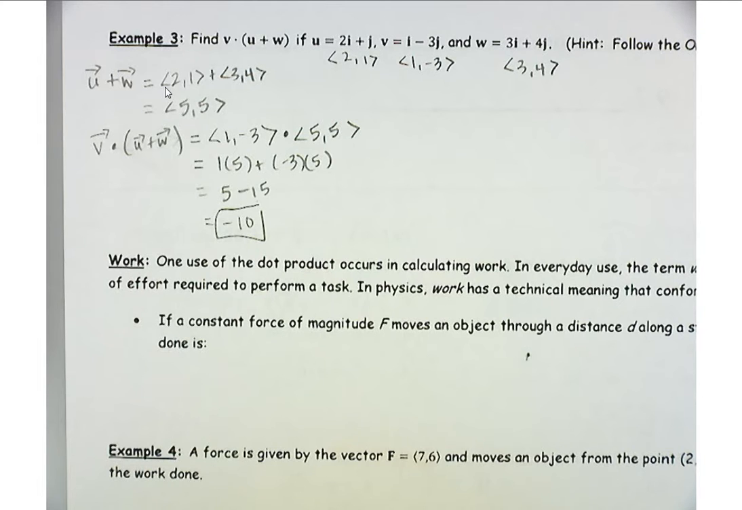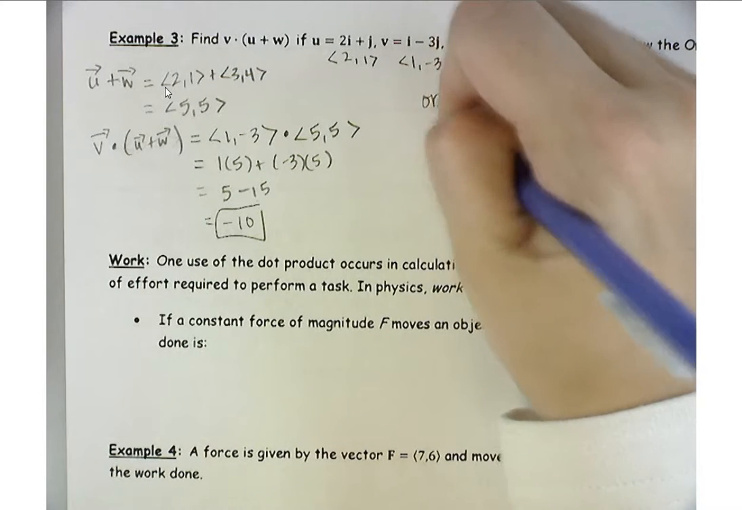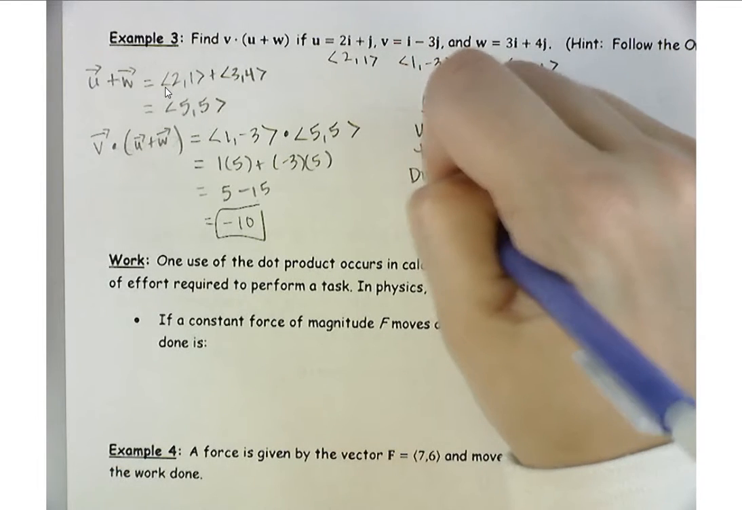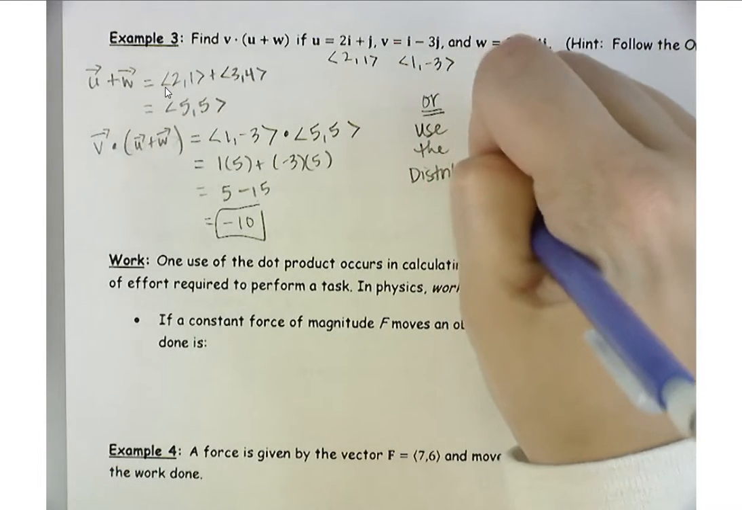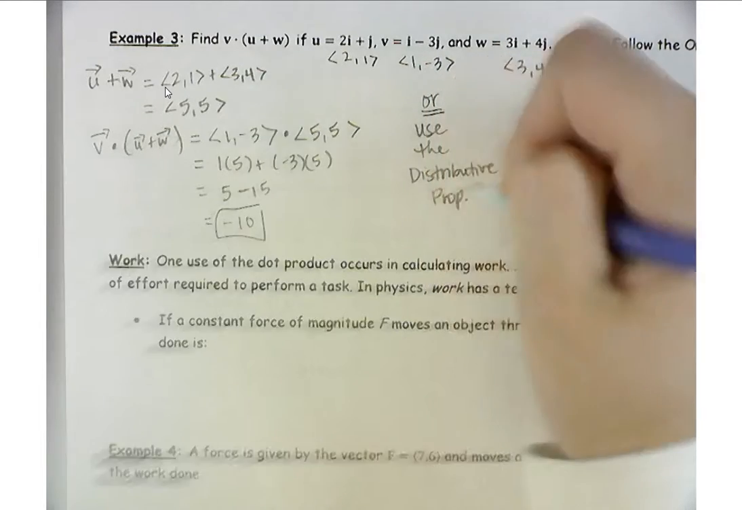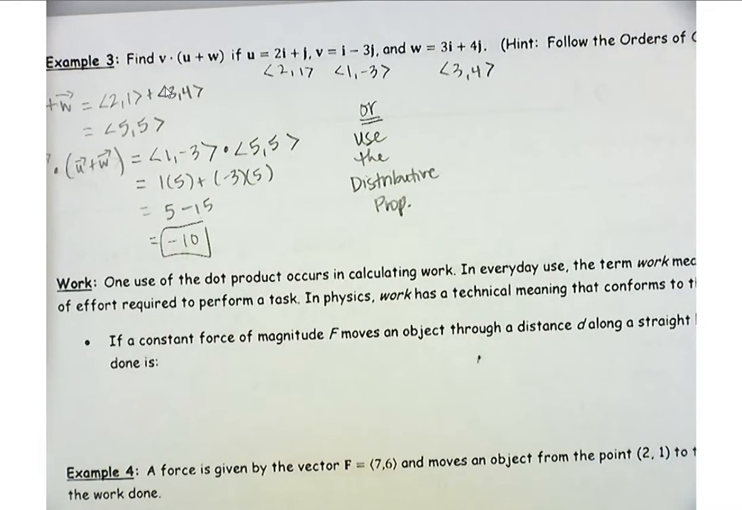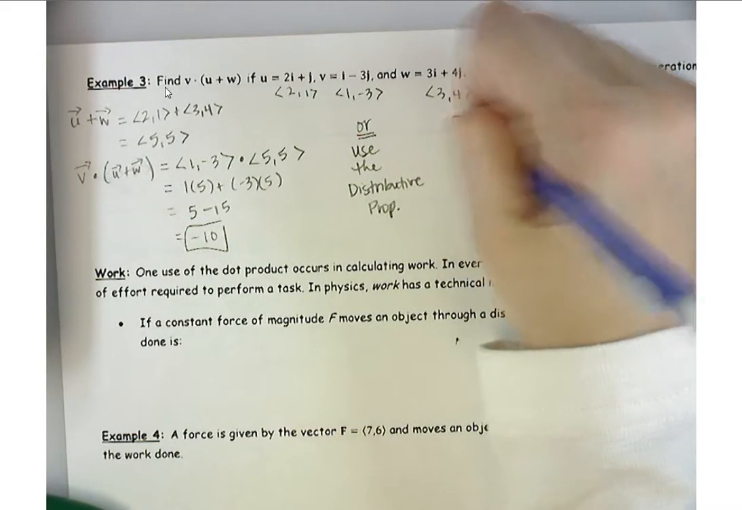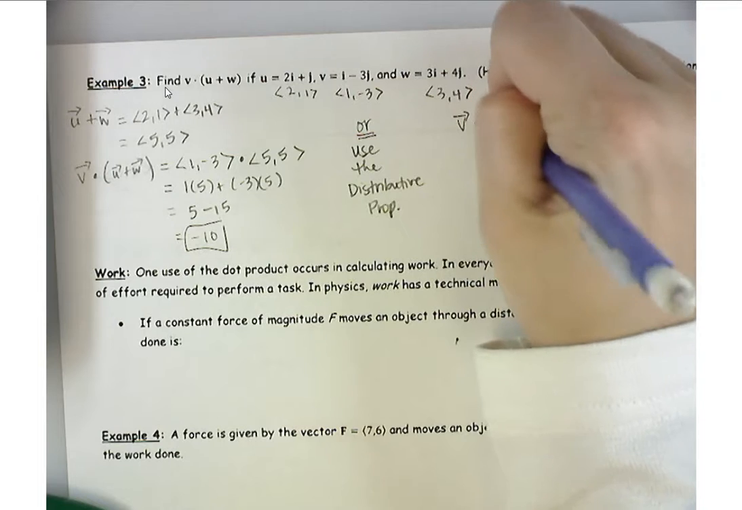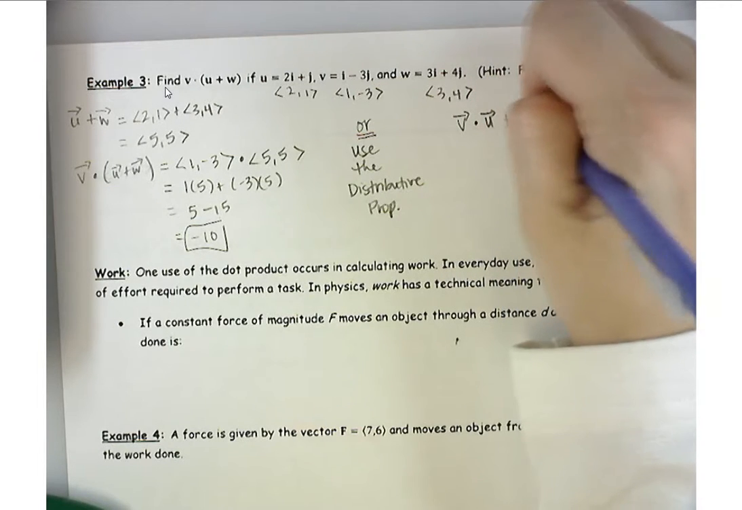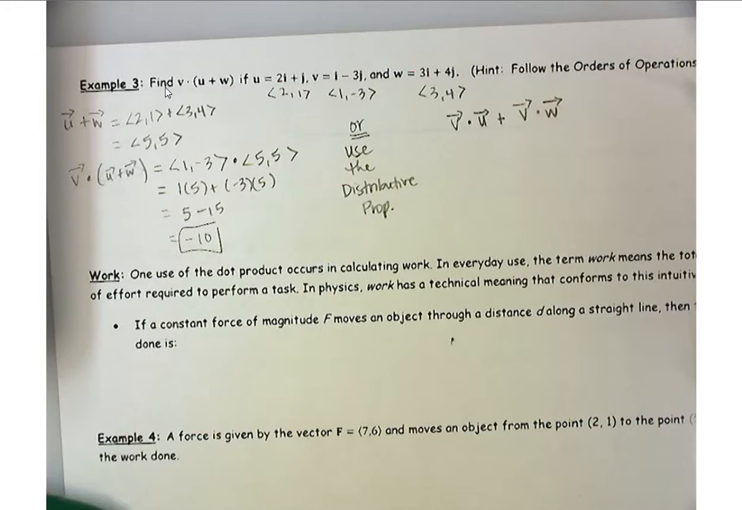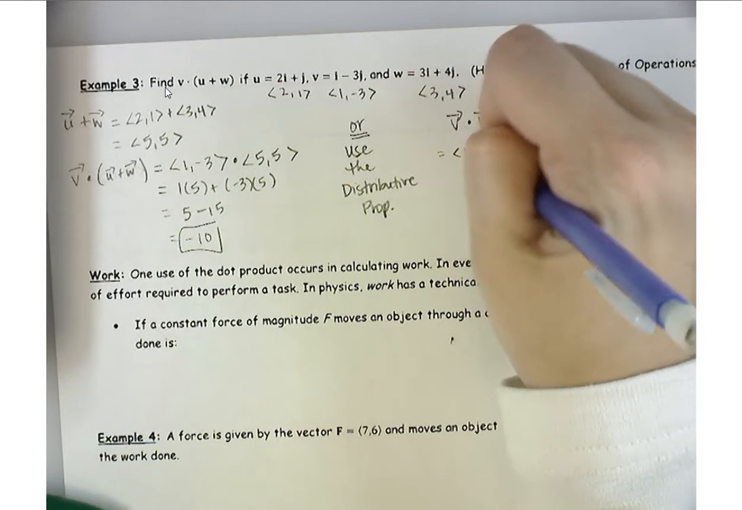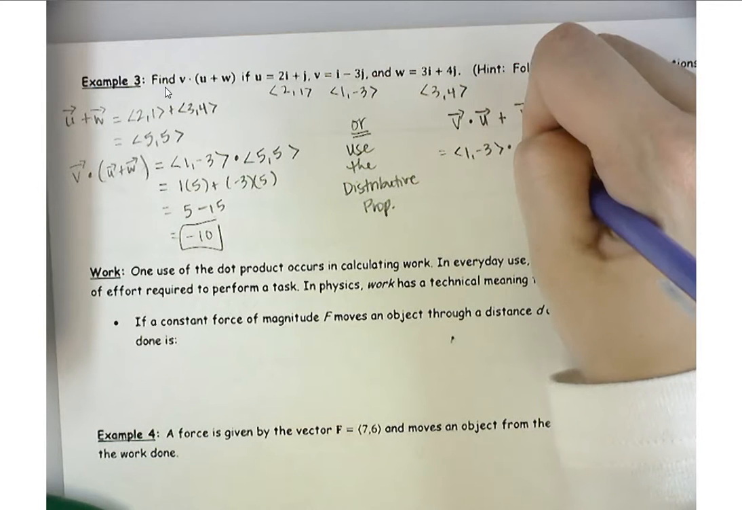Distribute first. Yeah, yep. Okay, or you could use the distributive property. If you use the distributive property, then you would have the dot product of V and U plus the dot product of V and W. Okay, so we're going to do that both ways. See which way we like better.